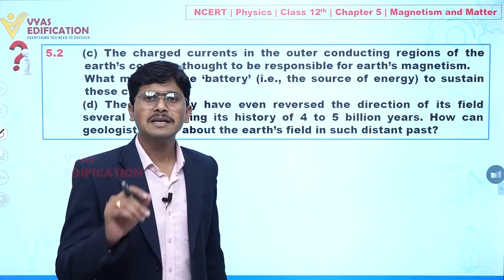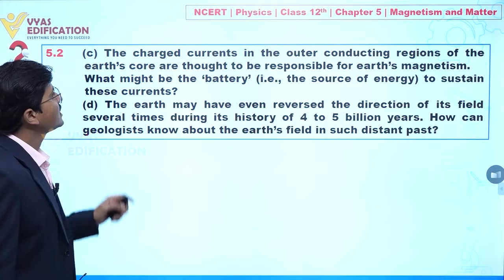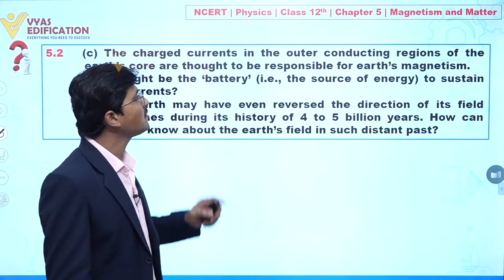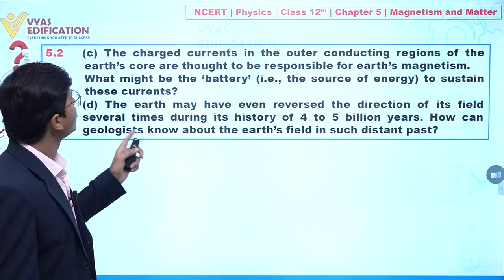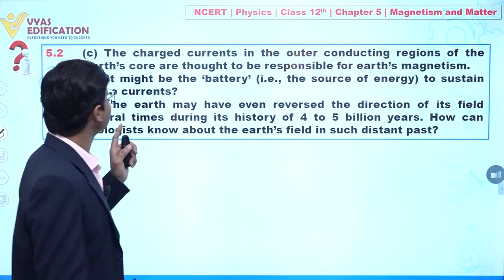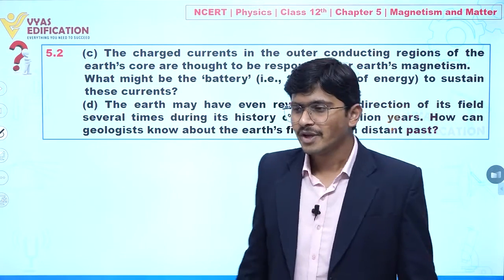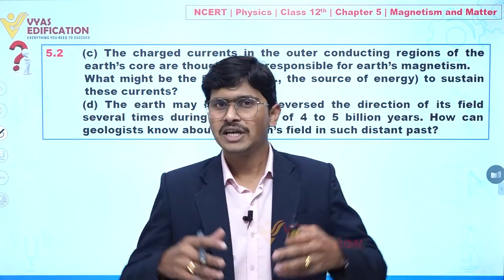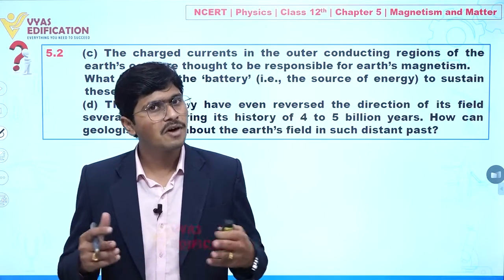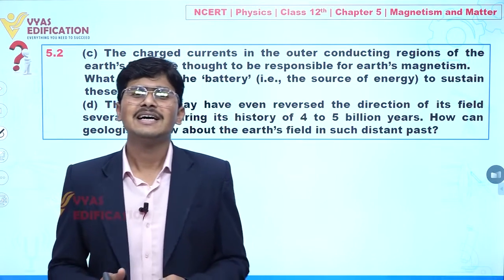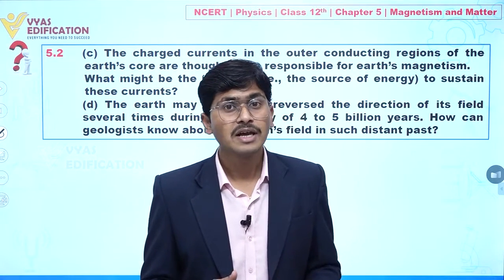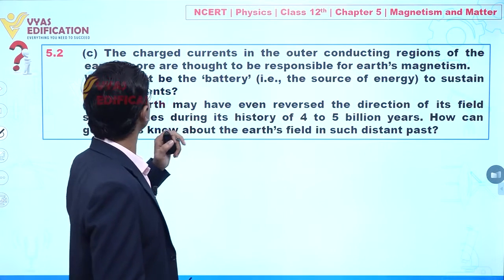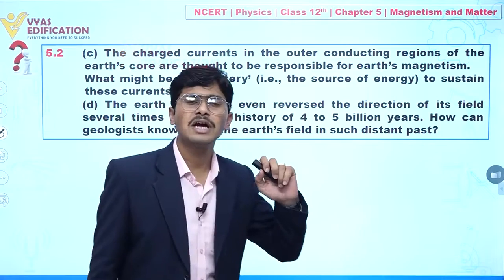Now if we talk about part number C, in part number C it is given that the charge current in the outer conducting region of the earth core is thought to be responsible for earth magnetism. What might be the battery to sustain these currents, clear. Now listen carefully. When geologists assume that at the center we have very high temperature and iron is in the form of liquid, we cannot regard iron as a source of magnetic field lines at that time, but it is given in this question that charge current in the outer conducting region of the earth core is thought to be responsible for earth magnetism.